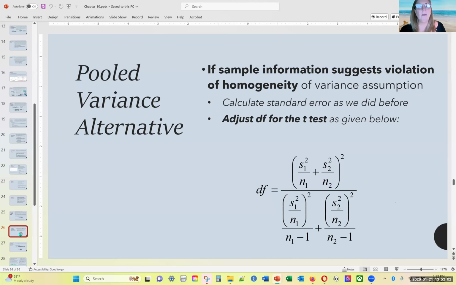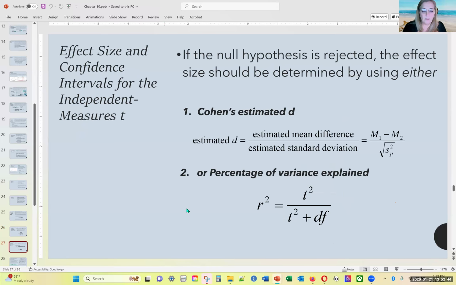However, if you end up having a violation of homogeneity, we can adjust the degrees of freedom. So you can calculate standard error as we did before, but then adjust degrees of freedom for the t-test as given below. You would calculate as you see here for degrees of freedom. Once you've changed degrees of freedom using this formula, you can do the t-test for your two groups. So there's a little forgiveness there.